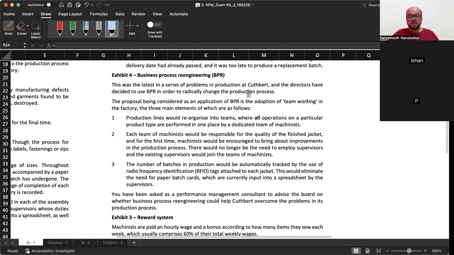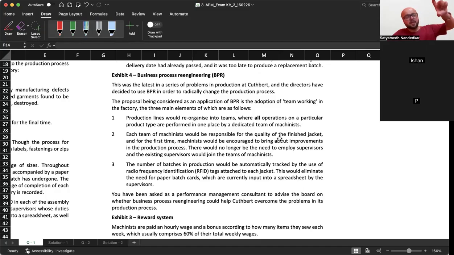Then business process re-engineering. This was the latest in a series of problems in production at Cuthbert, and the directors have decided to use BPR in order to radically change the production process. Okay. The proposal being considered as an application of BPR is the adoption of team working in the factory, and it has three main elements. Production lines would be reorganized into teams where all operations on a particular product type are performed in one place by a dedicated team of machinists.